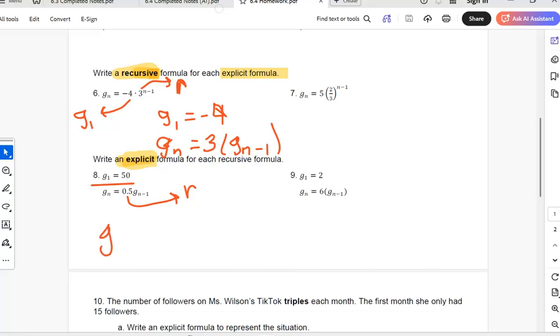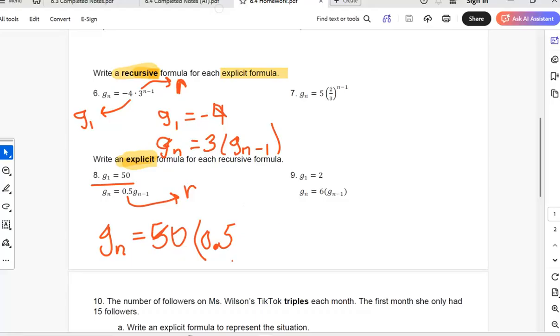So your explicit formula says Gn equals, you put your first term, which is 50. In parentheses, you would put your ratio, and then you would raise that to the n minus 1. I'm sorry this isn't really cooperating, but hopefully if you have the sound on, you're able to figure out what I'm saying here.